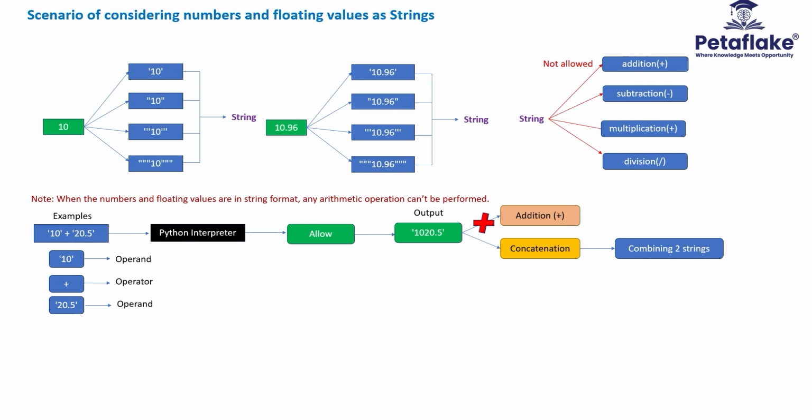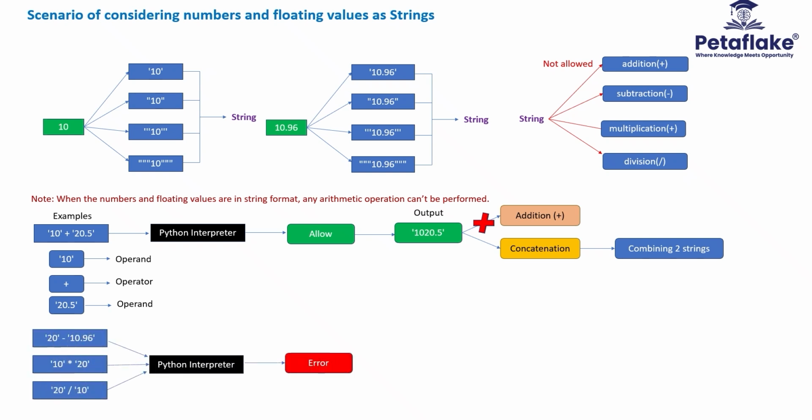Except the plus operator, the interpreter throws error for all the other operators like minus, multiply, divide, etc. if the strings are mentioned as operands on both sides. The important point we need to understand and remember is if we try to perform arithmetic operations between strings, Python interpreter will throw error except for the plus operator, and the plus operator performs concatenation between the strings and not the actual addition.